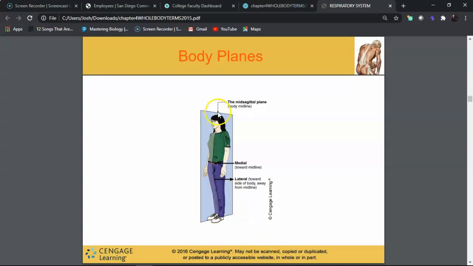This gives us our example of our mid-sagittal. As you can see right here, this is mid because it goes right down the middle through the belly button. But if we were to move a couple of millimeters this way or that way, we would still have a sagittal section or a sagittal plane, but it would be an unequal version. Mid gives us equal left and right halves, whereas sagittal gives us unequal. Medial refers to anything towards the midline. Lateral is towards the side or away from the midline.